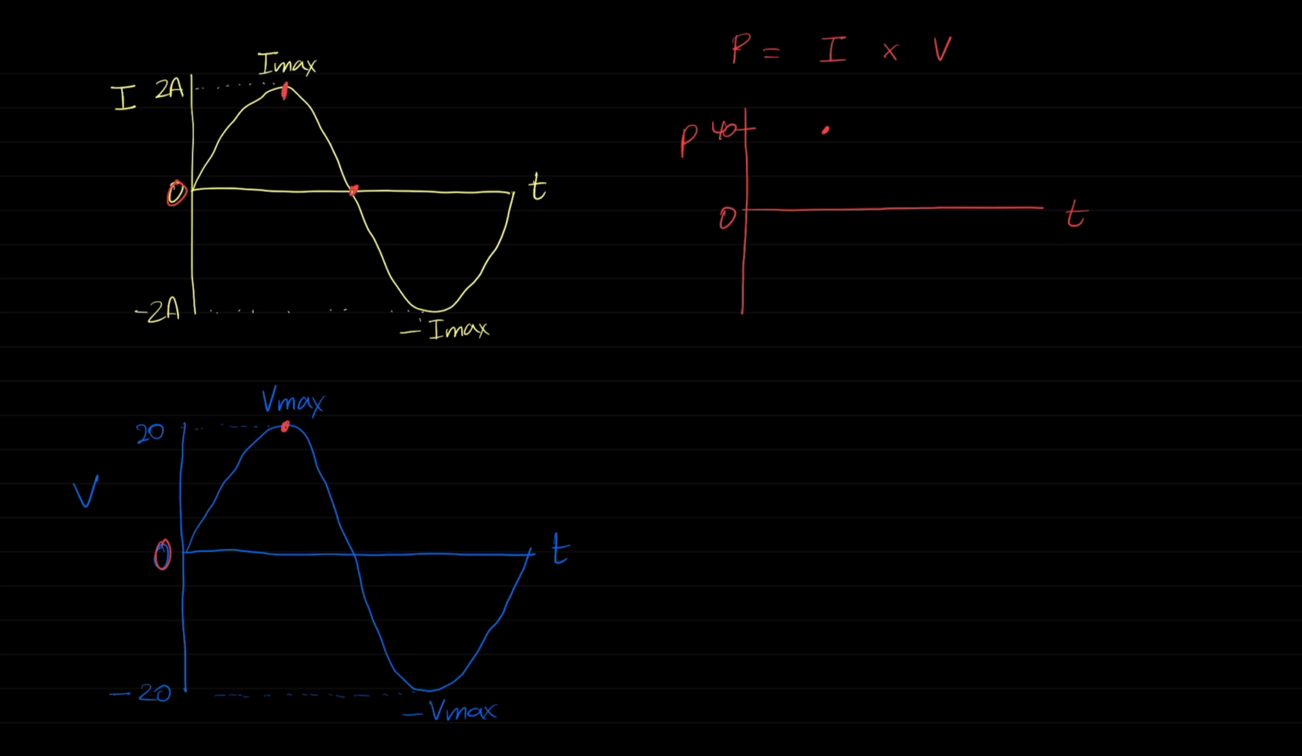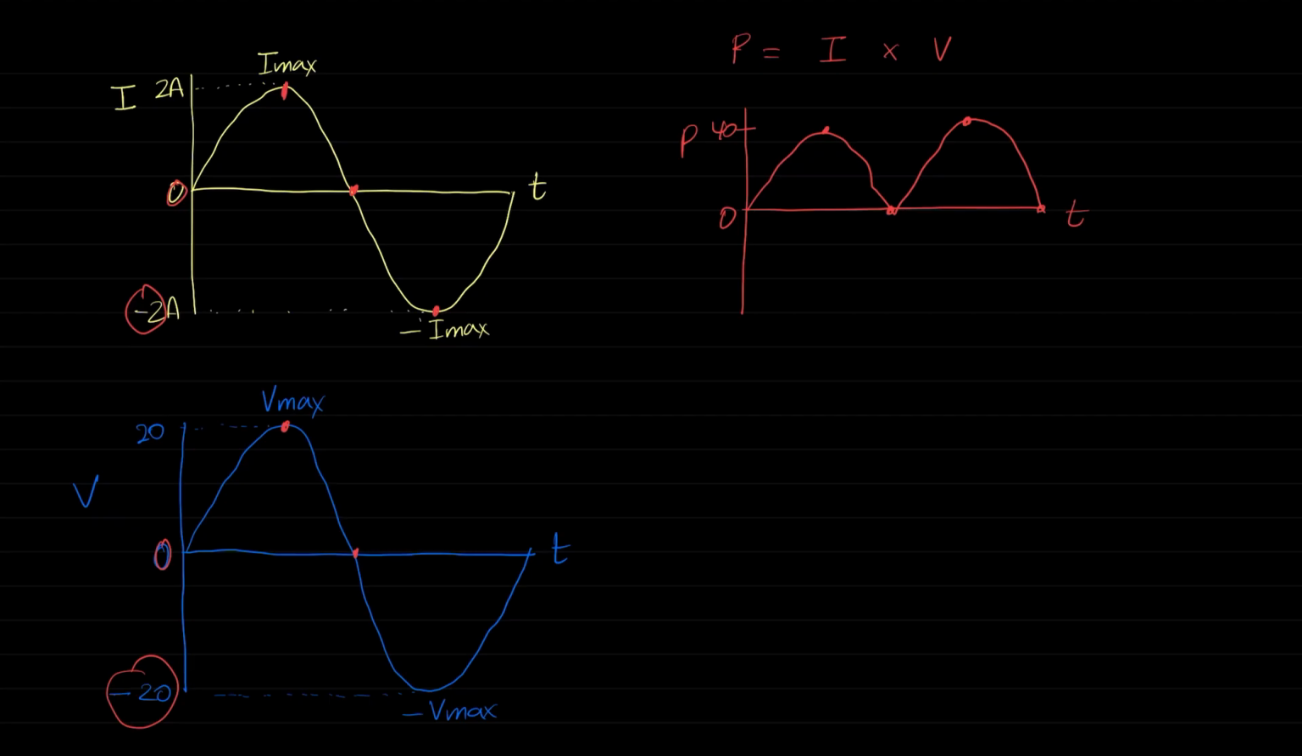Then at this point, 0 times 0 gives me 0. But now look what happens. Here we have negative 2 times negative 20, and that's going to give me a positive value. That's going to give me positive 40 and then back to 0. And so my power graph is going to look like this. Now we can calculate the average power, and using that, we can get the RMS current or the RMS voltage.